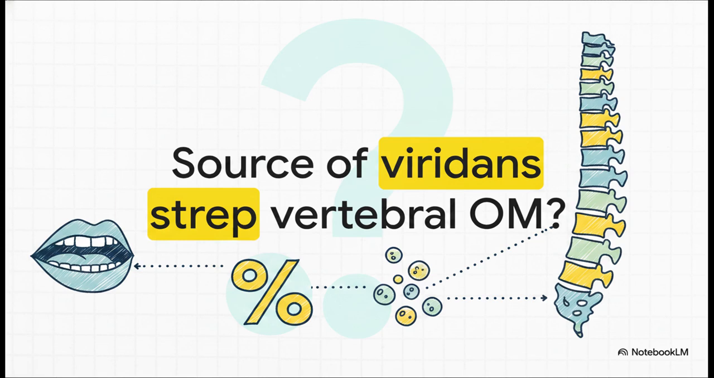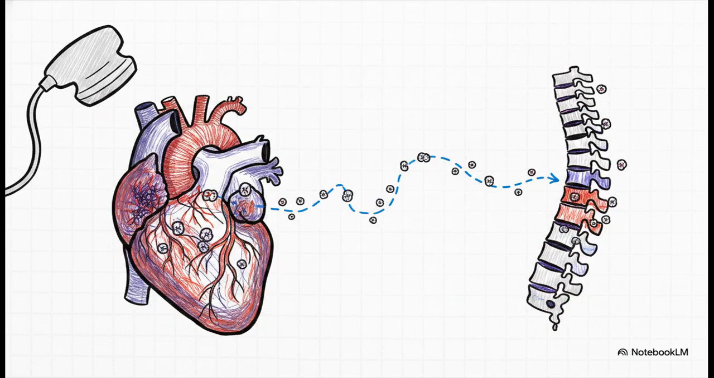Let's try another high-yield one. You diagnose a patient with vertebral osteomyelitis and their blood cultures come back positive for viridans streptococci. Where did it come from? What's the hidden primary source you absolutely have to hunt down in roughly 50% of these cases? The answer is endocarditis. Viridans strep loves setting up shop on heart valves, and that continuous bacteremia directly seeds those highly vascular vertebral endplates. So if you see viridans strep in the spine, you immediately order an echo.